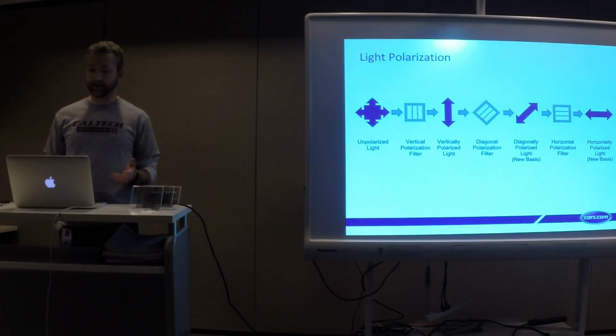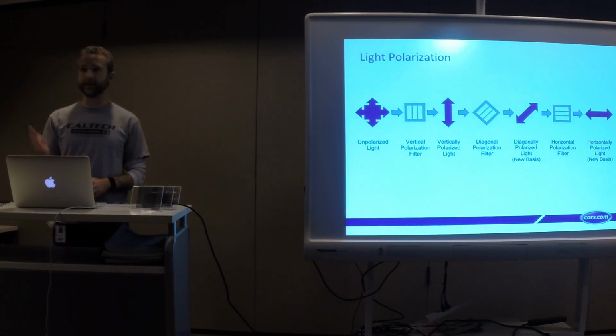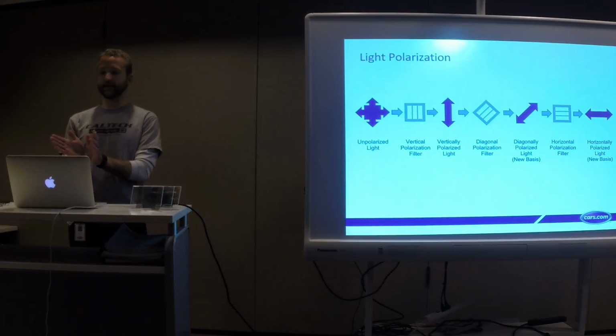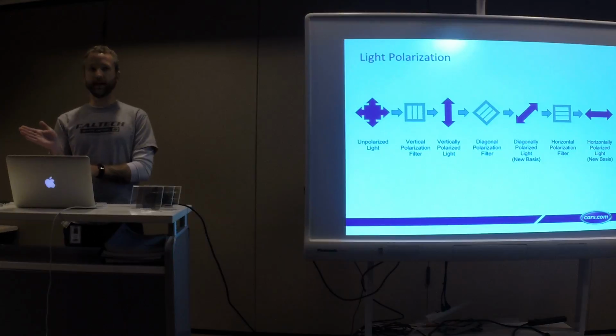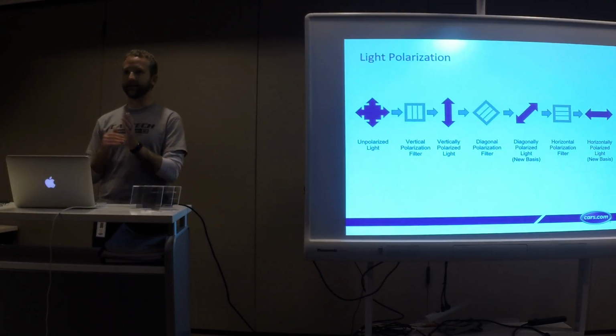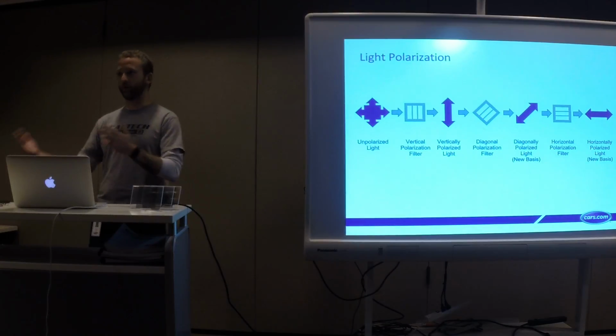So what's happening is the diagonal filter is actually doing a measurement, and that changed the basis so that now the light is polarized diagonally, which means that with regard to the vertical horizontal basis, it is in a superposition. And when you measure it again, now it could be either vertical or horizontal.